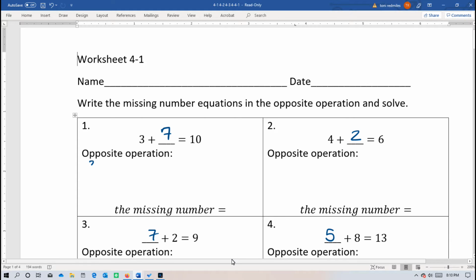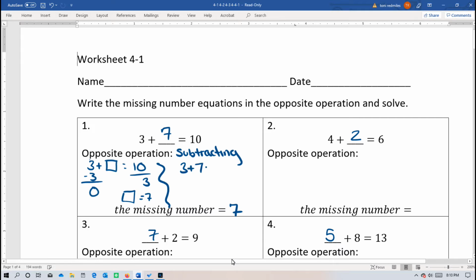All right, so we have 3 plus blank equals 10. Well, I know that what's missing is being added to the 3. So to be able to figure it out, I have to do the opposite operation, which is subtracting. So I'm going to subtract 3 from both sides. That's going to give me a 0 over here. And if I subtract it over here, I'm going to get a 7. So I know that this box equals 7. So the missing number is 7. I can always check it by putting it back into the situation, and again I'll get 7.